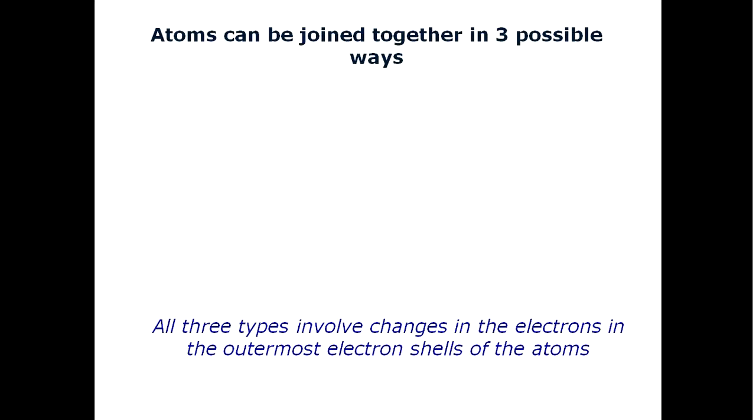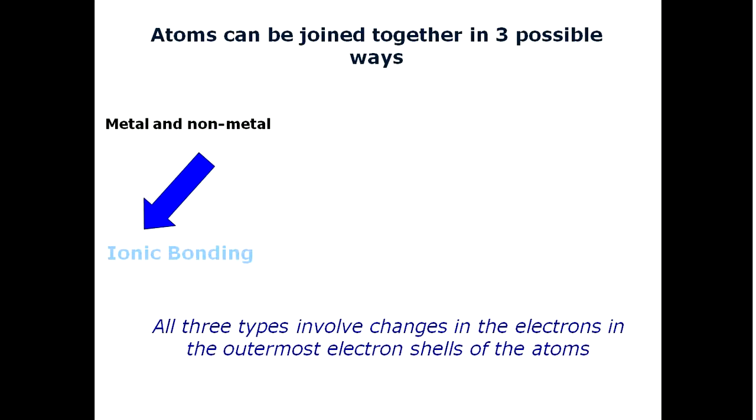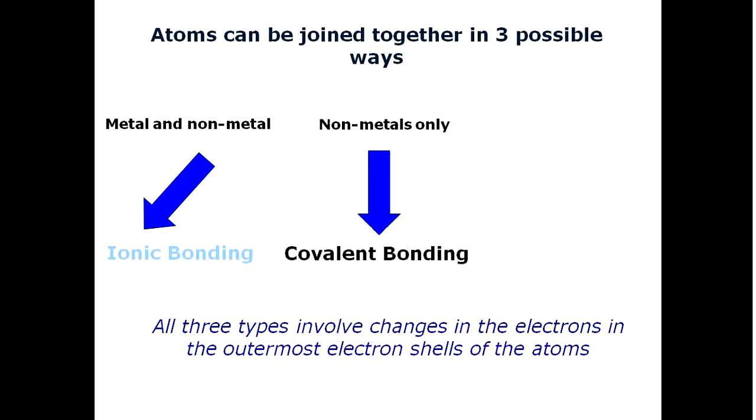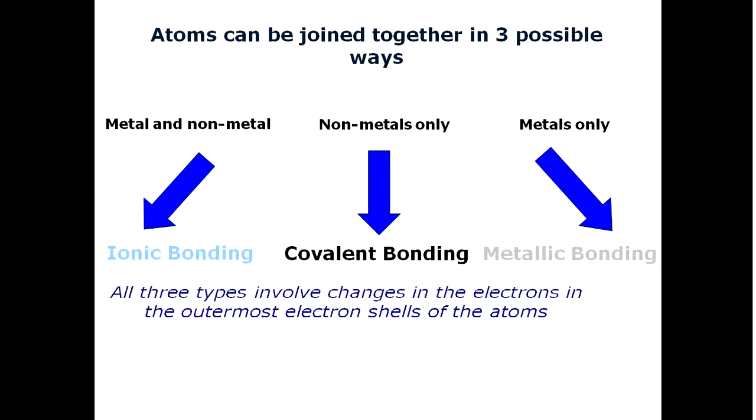Atoms can be joined together in three possible ways. Metals and nonmetals carry out ionic bonding, nonmetals carry out covalent bonding, and metals carry out metallic bonding. All three types involve changes in the electrons in the outermost electron shells of the atoms.